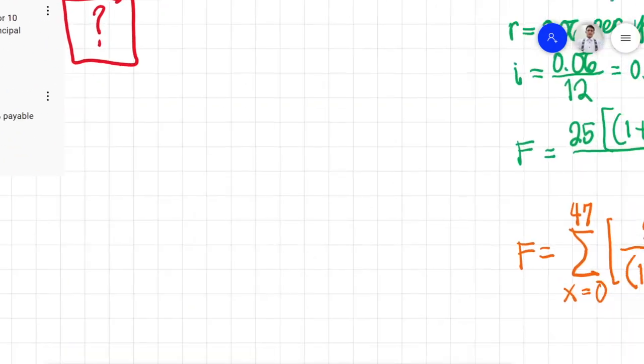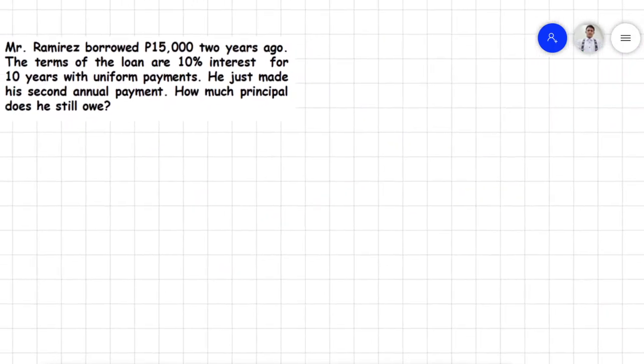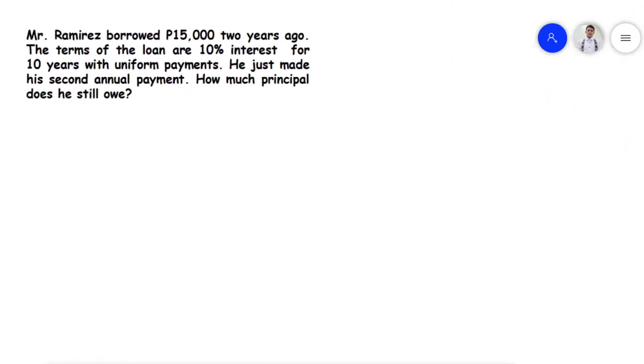So, let's solve this. Mr. Ramirez borrowed 15,000 2 years ago. So, the terms of the loan are 10%, that's the I. Then, N is 10 years supposedly, right? With uniform payments. So, I think this is supposedly an ordinary uniform series, or ordinary annuity.